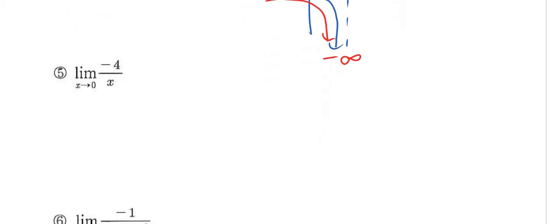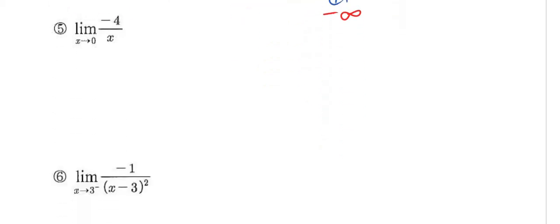All right, let's move on to question number 5 now. Question number 5 is very similar to question number 4. You have to do a limit from the left-hand side, and you also have to do a limit as x approaches 0 from the right-hand side. I messed up there. This is the left-hand side and this is the right-hand side.